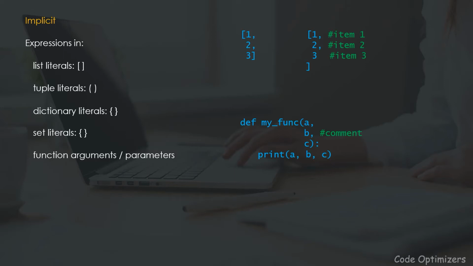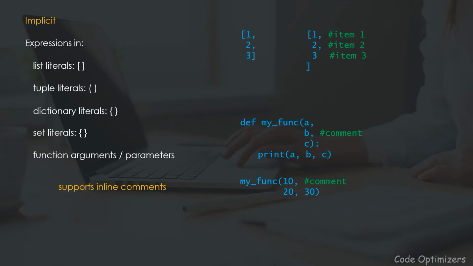Same thing with functions. You do not have to write all your parameters over a single line. You may write them over multiple lines, and again it's for readability. You can even insert a comment at the end of every line after your physical newline character that will be stripped out by Python, and you will end up with def my function abc, as if you had written that in a single line. So this is where the implicit works.